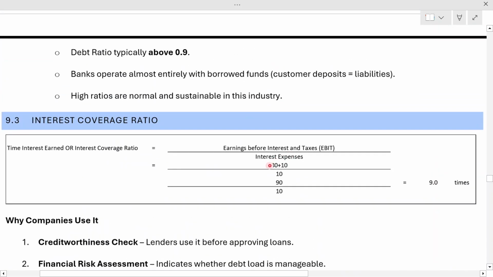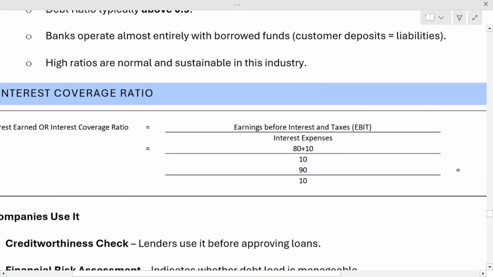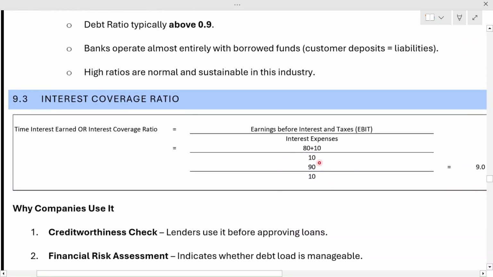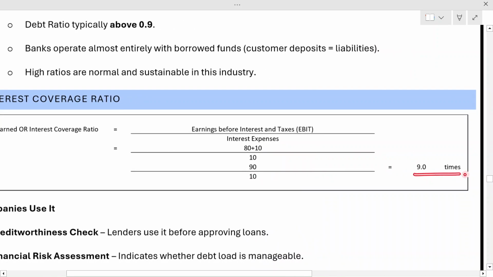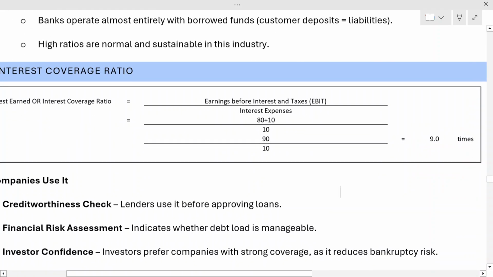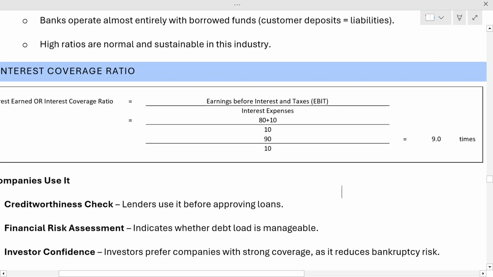here if you can see your $80 was there, $10 was there, and your interest expense was $10. So effectively this is showing your earning before interest and tax was 90, your interest expense was 10. So this is giving you the result of 9 times. Now what does this 9 times simply mean? This simply means that you are able to pay your interest expenses 9 times compared to what you have right now. So this is a good indication for the bank.